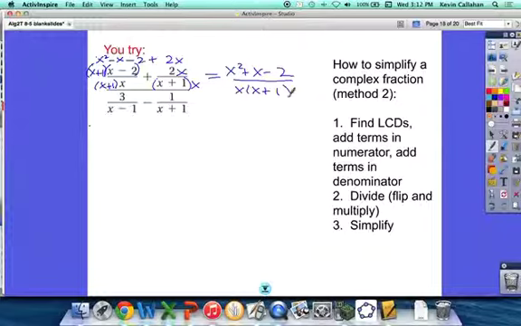Okay, in the denominator, the common denominator should be x minus 1 times x plus 1. So let's multiply this by x plus 1 over x plus 1. Sorry if that's hard to read.